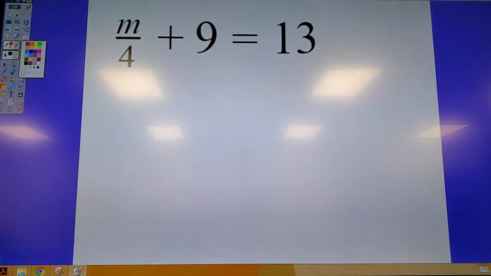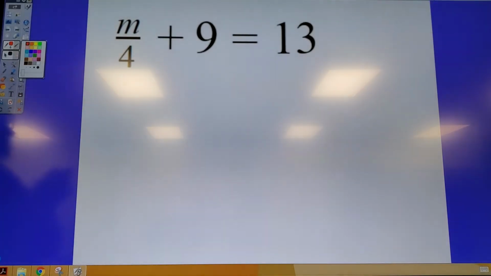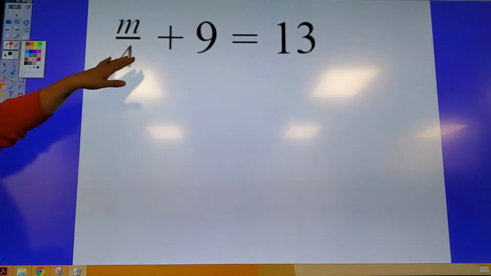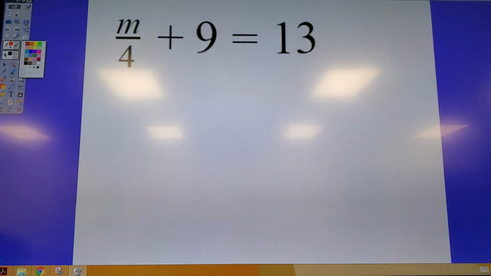So it's usually on these equations that, for whatever reason, people's brains just quit working. I think it's because they look at this and they see a fraction, and you guys, for the most part, usually don't like fractions. So your brain just says, nope, I can't do this. But remember, technically, we don't want to think of it as a fraction. We want to think of this as dividing. So this means m divided by 4 plus 9 equals 13, okay?